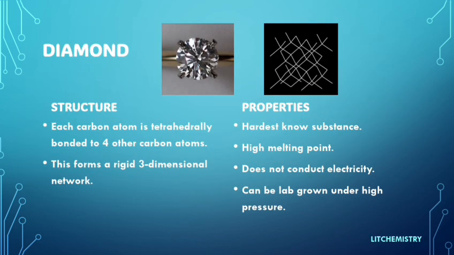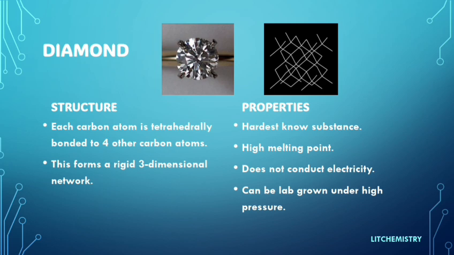Structure: each carbon atom is tetrahedrally bonded to 4 other carbon atoms. This forms a rigid 3-dimensional network. Properties: hardest known substance, high melting point, does not conduct electricity, can be lab grown under high pressure. So what do these properties and structures actually mean?